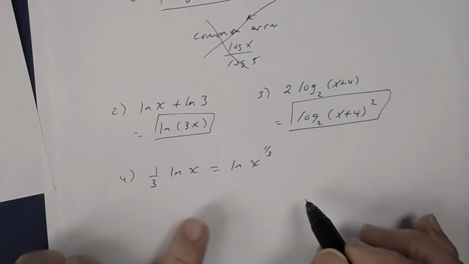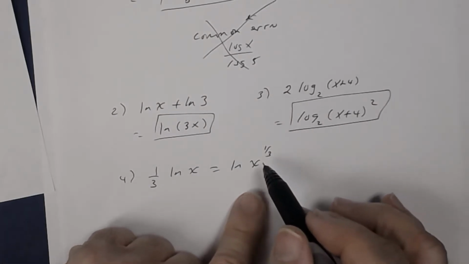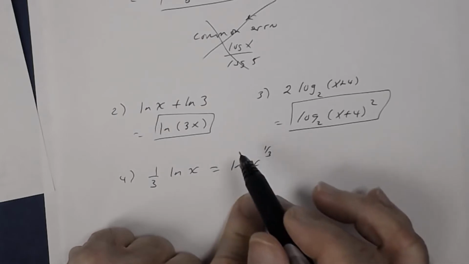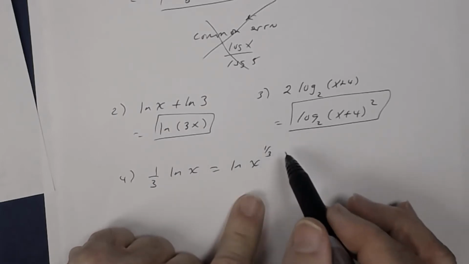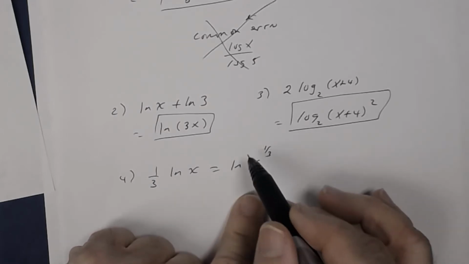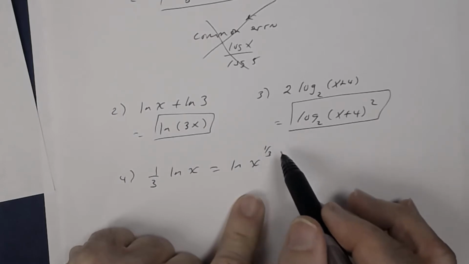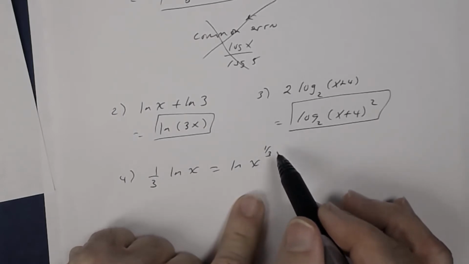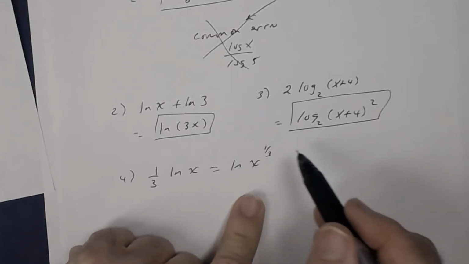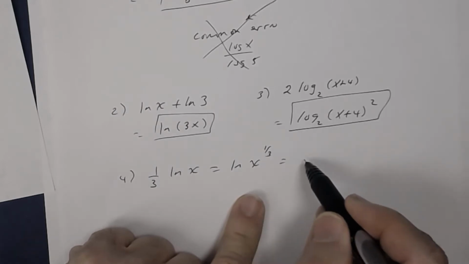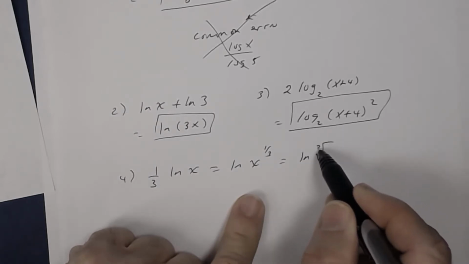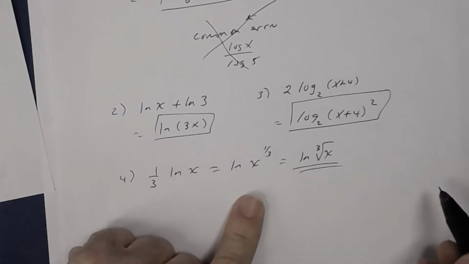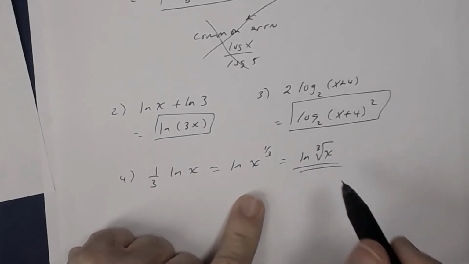Okay, no big deal. But remember, when you go back to the previous lessons, where we wrote this as a radical, we prefer that you write your rational exponents as a radical. So remember, x to the 1/3 means the cube root of x. So that's what we prefer you write, okay? So that's number 4.